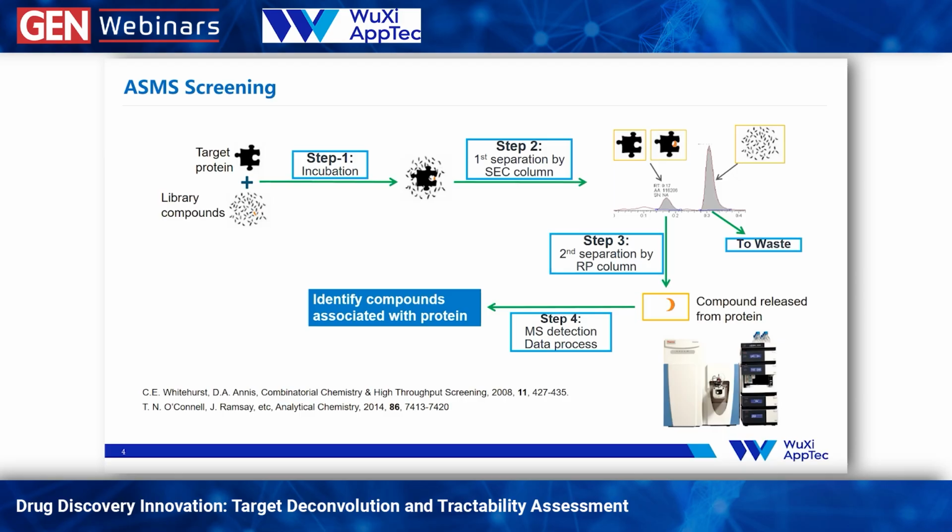which is similar to DNA encoded library screening method. ASMS uses a high-resolution mass spectrometer to encode and decode compounds. DNA encoded library uses DNA sequence. ASMS is a label-free method, which is compatible with any drug-like compound library. In contrast, DNA encoded library requires all the compounds to be attached to DNA sequence. This is the advantage of ASMS method.